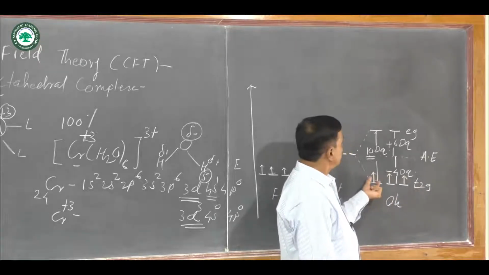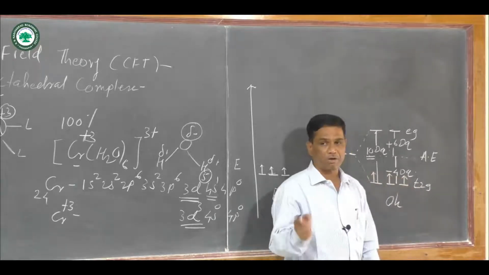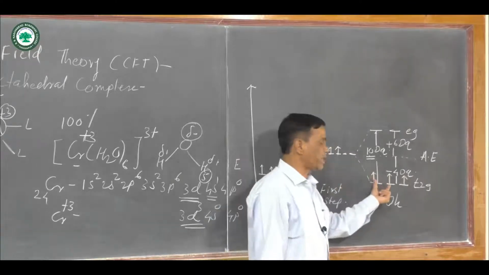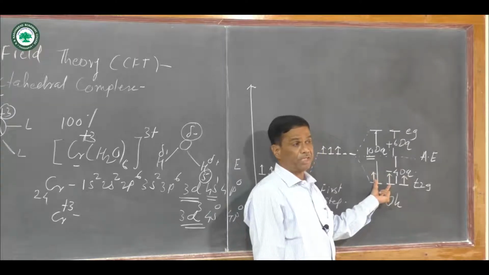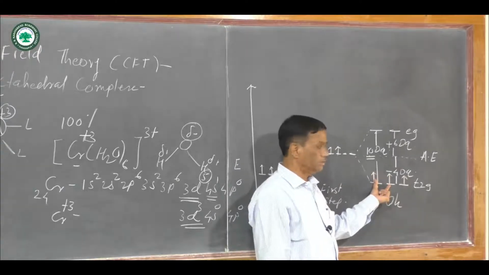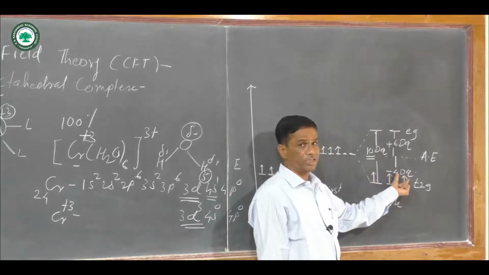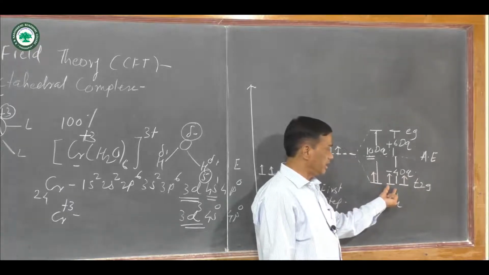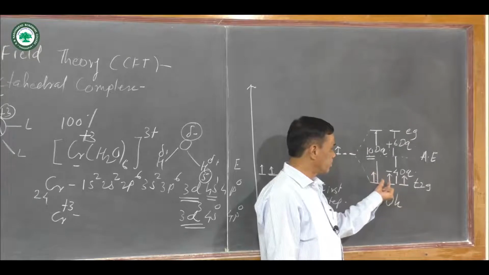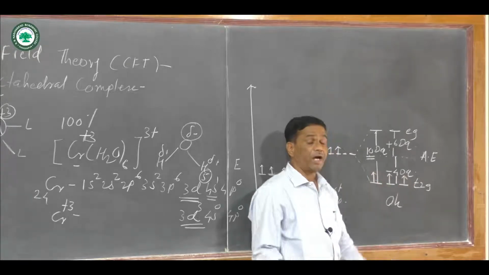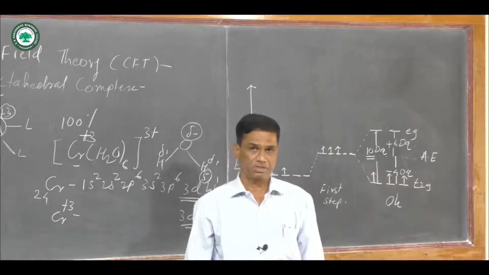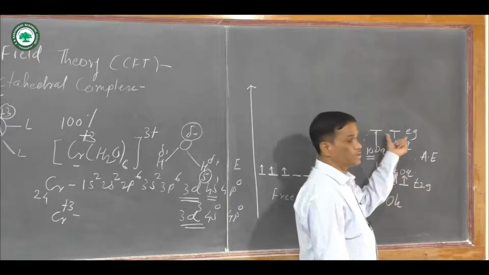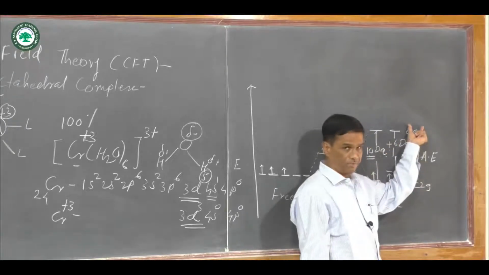The second rule is that filling of the electrons takes place according to Hund's rule of maximum multiplicity. You know that Hund's rule of maximum multiplicity means pairing of electrons will not start till there is a single electron in each orbital. This orbital is dxy, this is dxz, and this is dyz. First of all, single filling takes place, and after that pairing of electrons starts. Then promotion of an electron takes place on the basis of the distance from the T2g to the Eg orbitals.